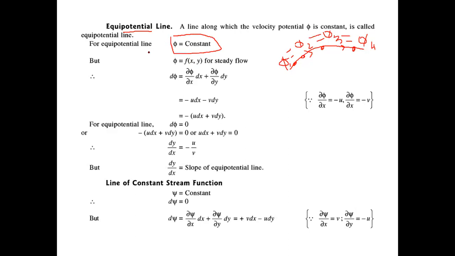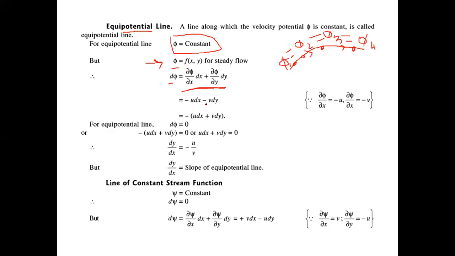We are taking a case of 2D, not 3D. In 2D, phi will be a function of x and y only. So if I take the total derivative of phi, d phi will be written using the chain differential rule, because phi is a function of two variables. In this case, d phi by dx is equal to minus u, and d phi by dy is equal to minus v.